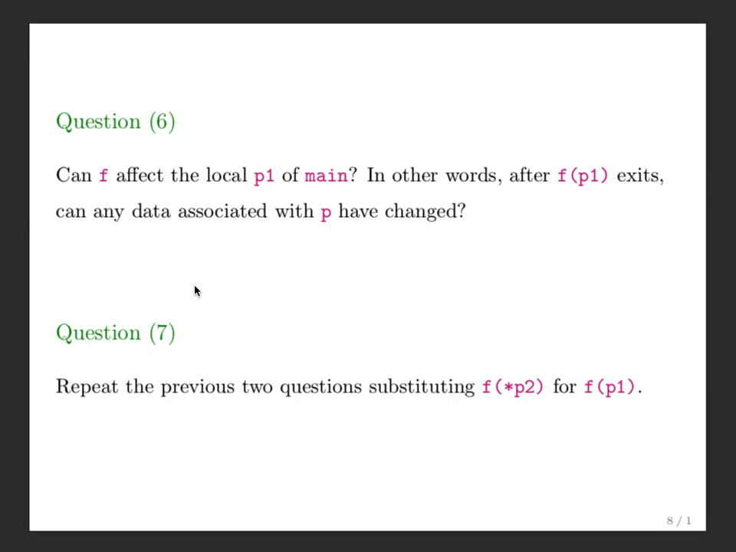Can F affect the local P1 of main? What? Oh, F is what? Okay, so I called it foo. Foo is F. F is foo. Thus concludes your monoworld training.